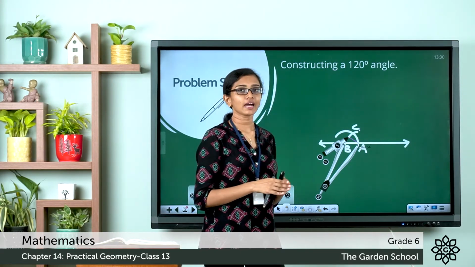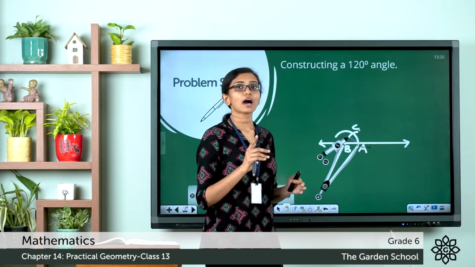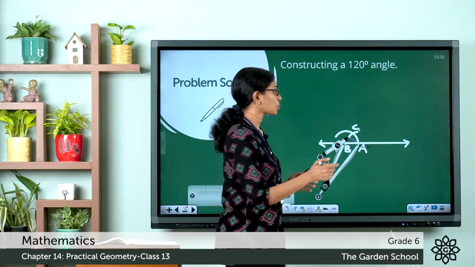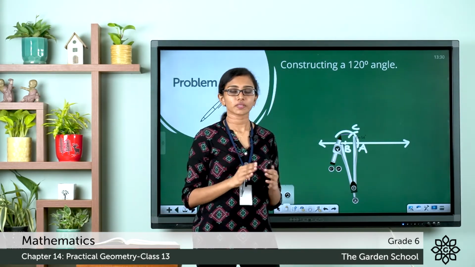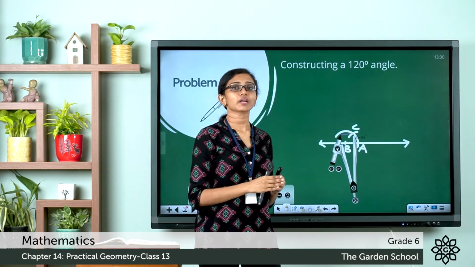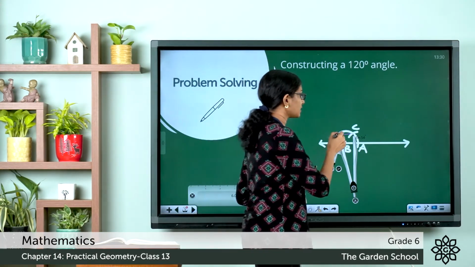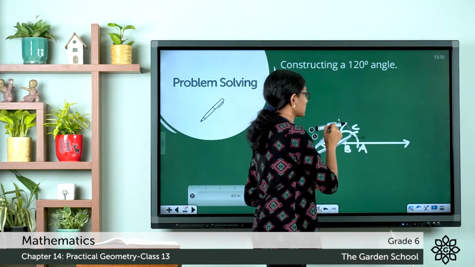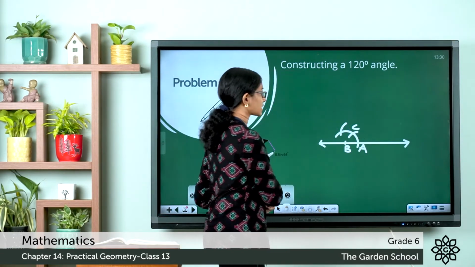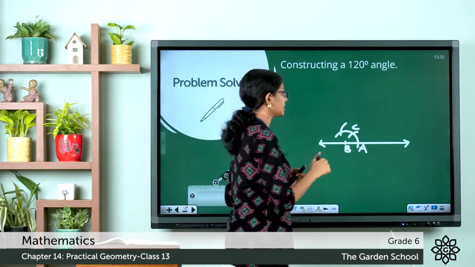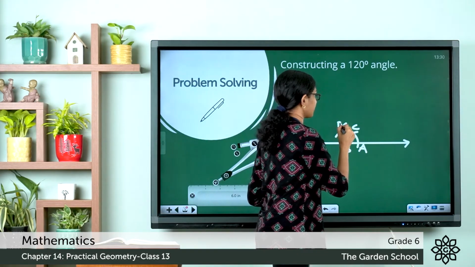120 is double that. So let's draw another arc with the same radius with C as the center. So with C as the center and the same radius we used in the previous case, we are going to draw another arc. So now we have a new point of intersection and let this point be the point D.